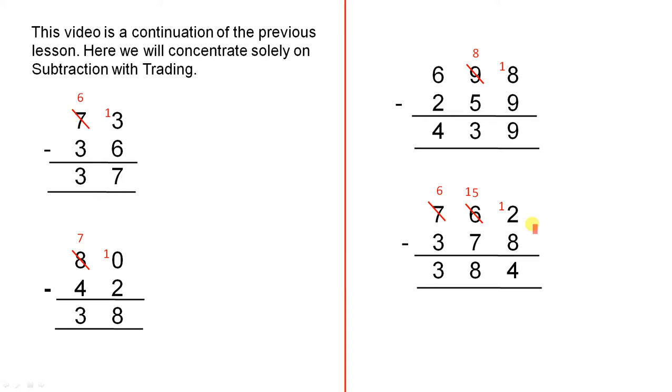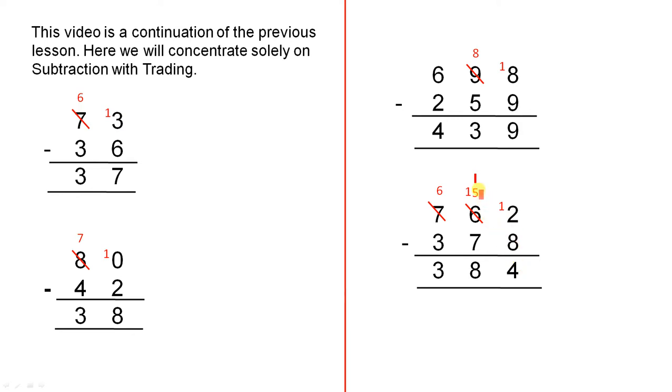762 minus 378. 2 take away 8 we cannot do. So this 6 here becomes a 5. That's the 5 there, this one. That one there, that's what we're focusing on. So the 10 goes there, so that's now 12 ones. 12 take away 8 gives us 4.